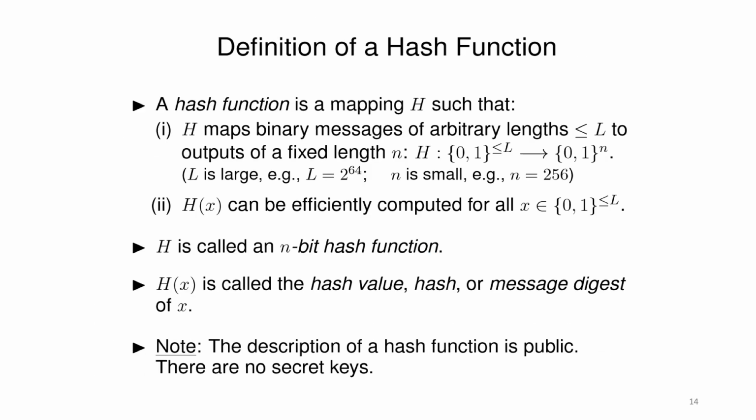Okay. So now, for those of you who are really curious, this is how it works. You take any text, and it could be as large as 2 to the power 64, which is huge, anything you want. And you map it to a 256-bit value. And you can efficiently compute it for all these values, and it's called a hash value. Now, how is that actually organized?